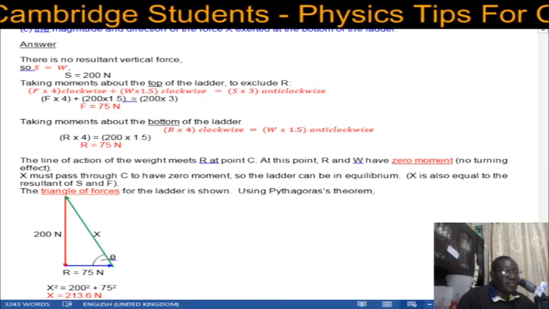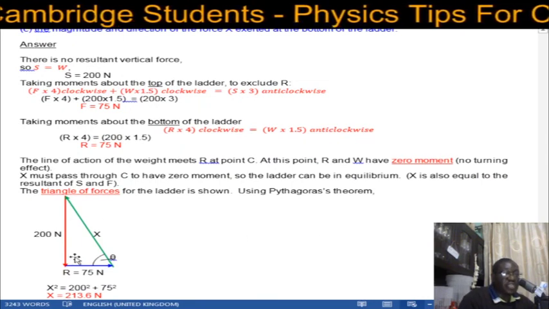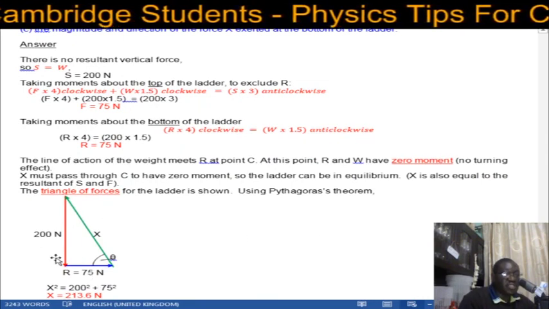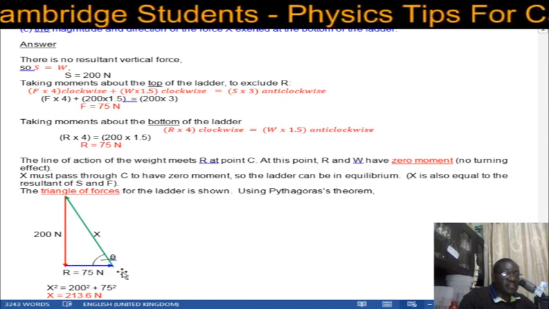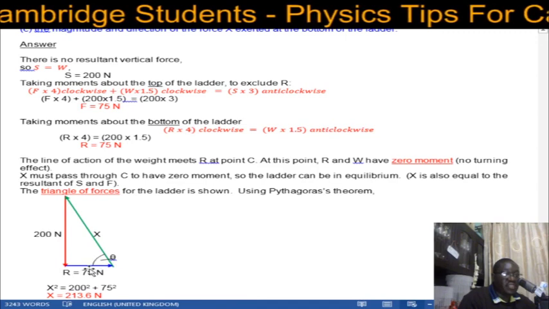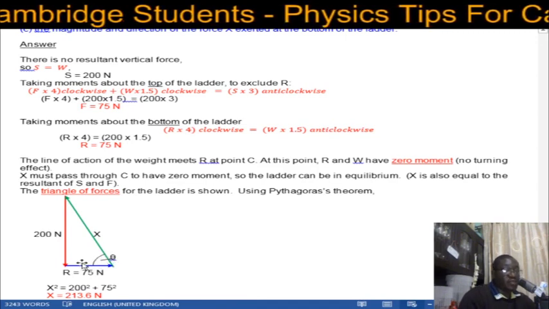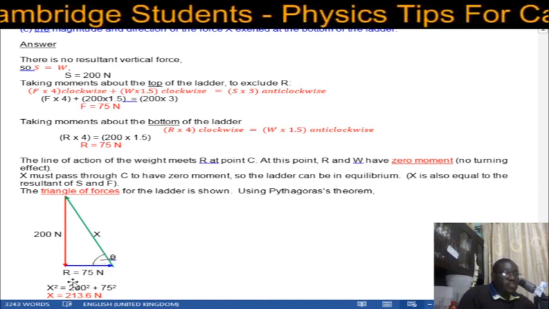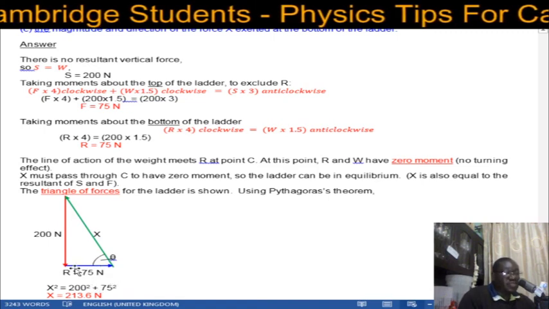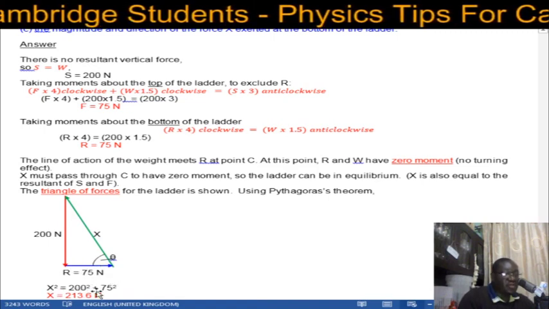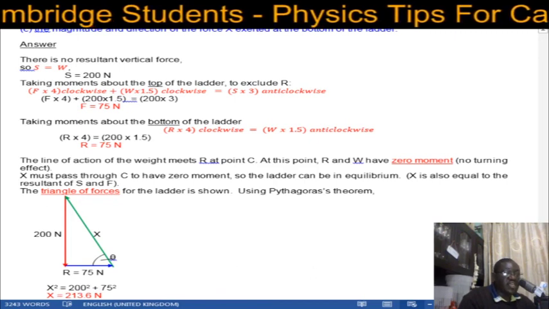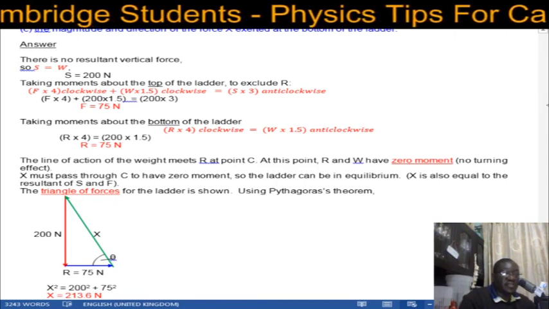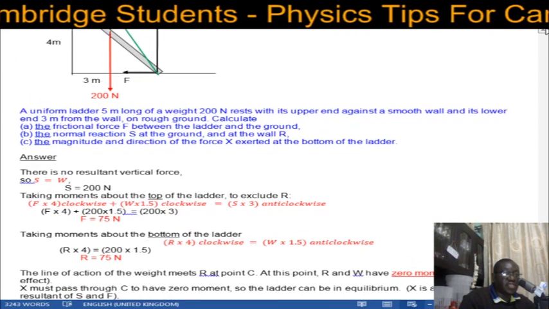To find the angle of R, you could draw a triangle. Then we've got 200 newtons, that's the weight, and then we've got R, which is 75 newtons, and then we want to find this angle here with the horizontal. So we use tan. You can use Pythagoras. X squared is equal to 200 squared plus 75 squared. You find X, which is the direction force that is coming from the ground. That's this one shown in green.